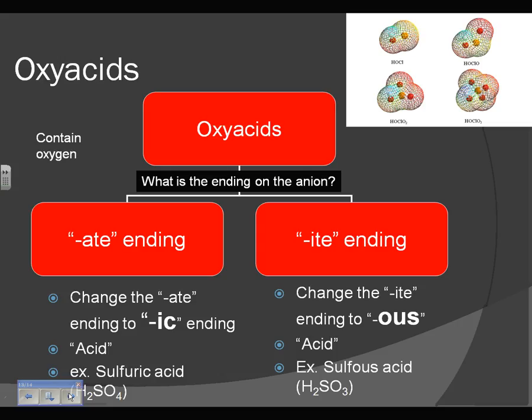Oxyacids. First, if it's an ate ending, you change it to an ic acid. So for example, sulfuric acid, which is H2SO4. If it's an ite ending, then you change the ite to ous, and then you add acid. One example is sulfurous acid, H2SO3.